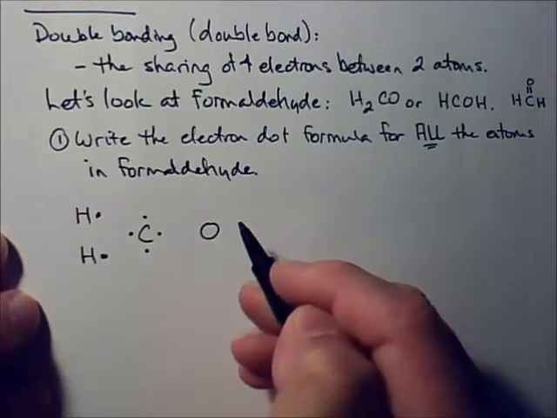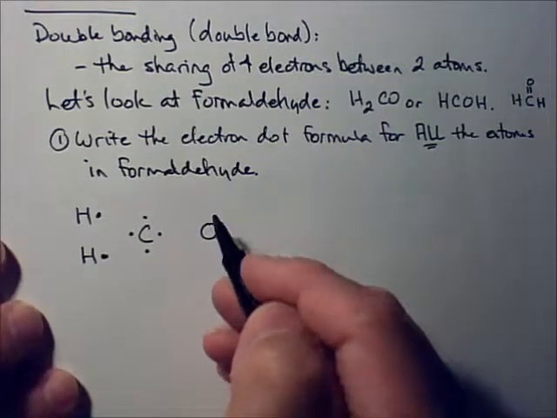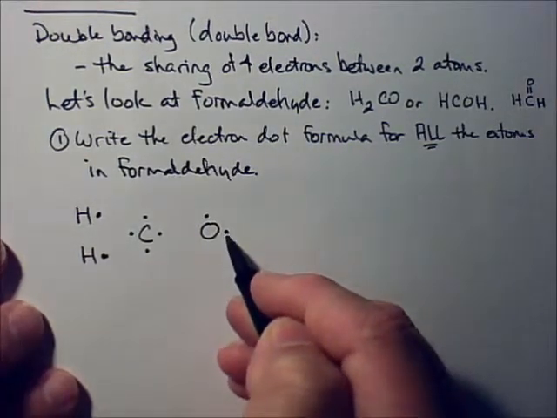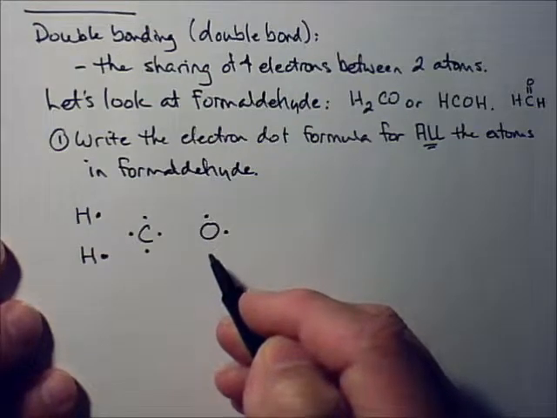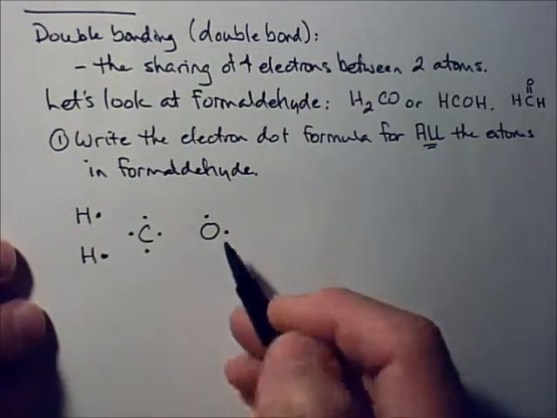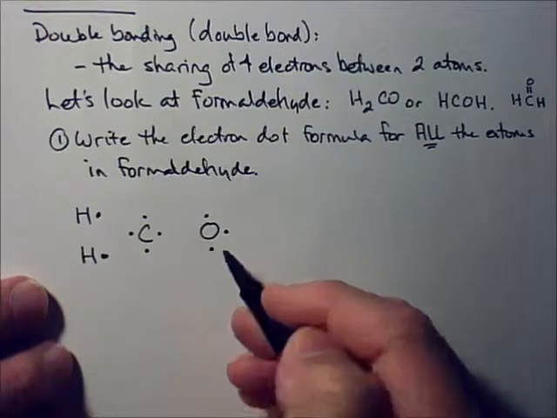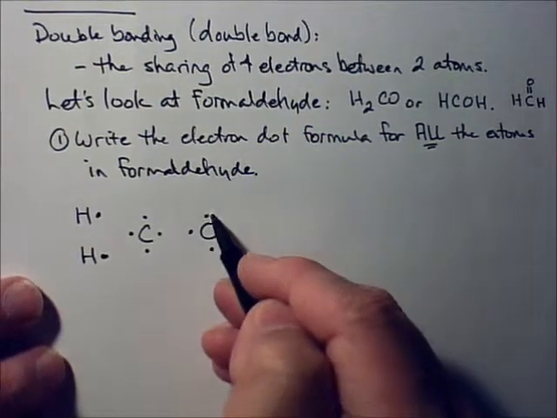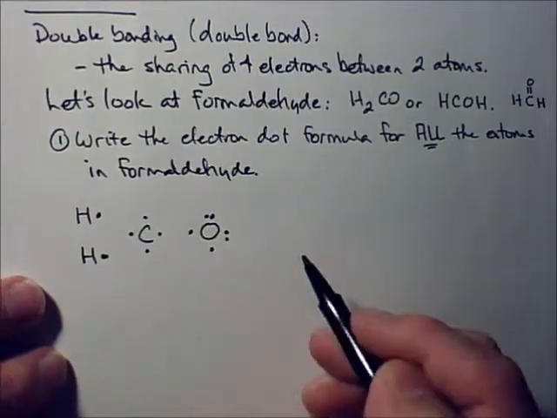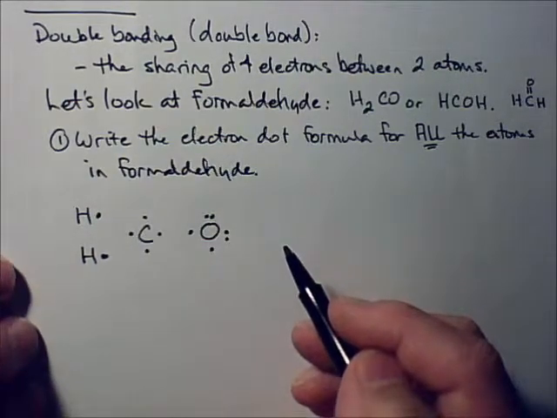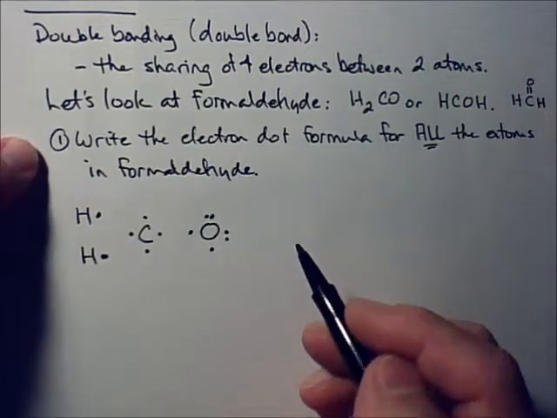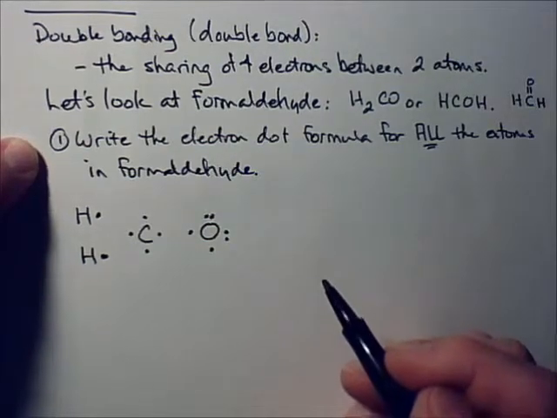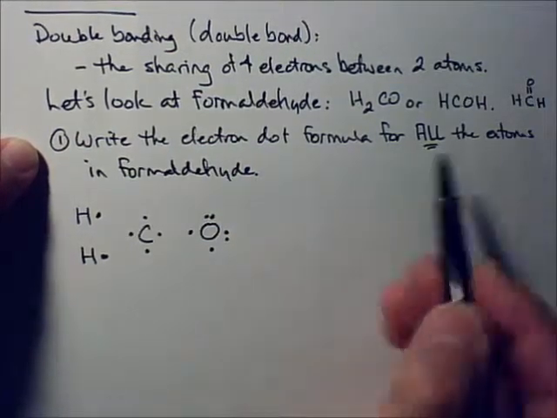And then oxygen, how many electron dots do I have around oxygen? 6. You put 1 on each of the 4 sides until you run out. If I only needed 2, I'd stop there. If I need 3, I'd stop here. For 4, I'd stop here. But I need more than 4. I need 6. So I'm going to put 2 more, so I'm going to pair up if needed. Okay, so that's the electron dot formula for oxygen. So number 1 is done. All right, we've got the electron dot formula for all the atoms.